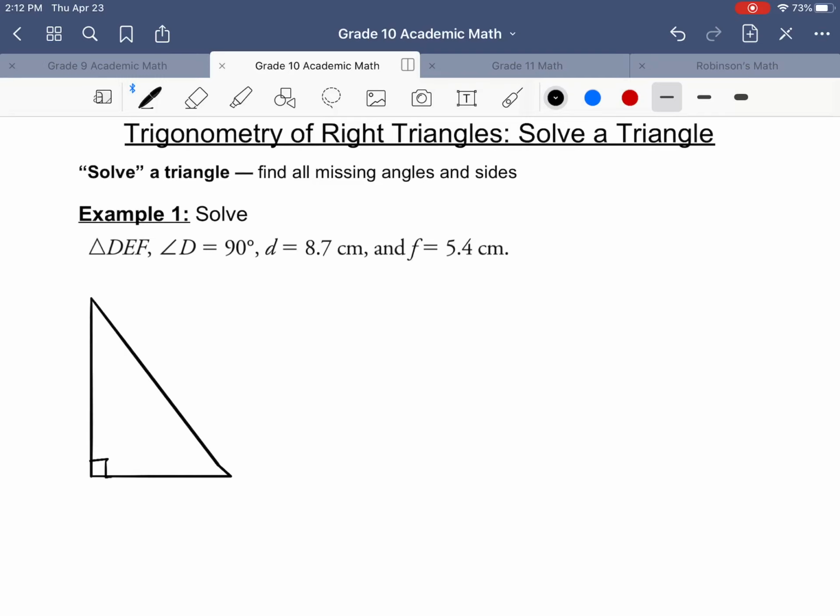So what I've done here is I've just sketched out a blank right triangle, and I'm going to take the information we were given and place it onto the triangle. So the first piece of information we are given is that angle D is 90 degrees. So I'm going to put an uppercase D right near the 90 degree angle. Now side D is 8.7 centimeters, so side D is across from the 90 degree angle.